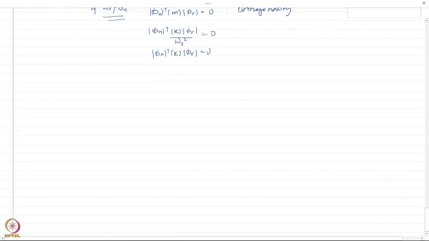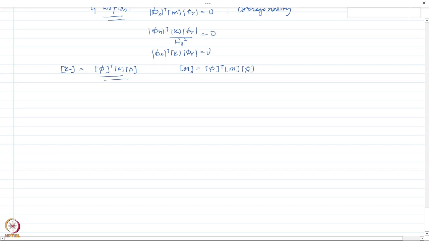Now if these conditions are satisfied, let us define two square matrices like this. A square matrix K, which is the stiffness matrix, is defined as the shape factor or the modal matrix transpose times the stiffness matrix. So this is capital K here, times this. And similarly we are going to define a capital mass matrix as well, which is basically the product of phi transpose times the mass matrix times phi.